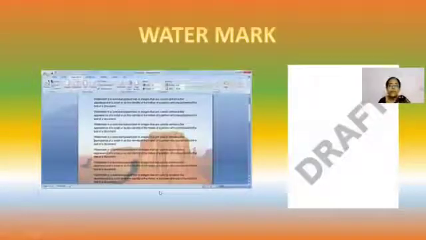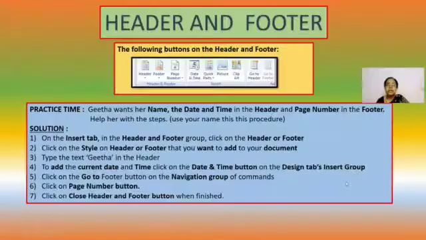So here this is a picture watermark, this is a text watermark, and these are the extra options for the headers. Here I've given you a practice exercise, which says Geeta wants her name, the date and time in the header, and the page number should be in the footer. Help her with the steps. Actually, I want you to do this practice exercise using your name. You put your name, the date and time in the header, and the page number in the footer.